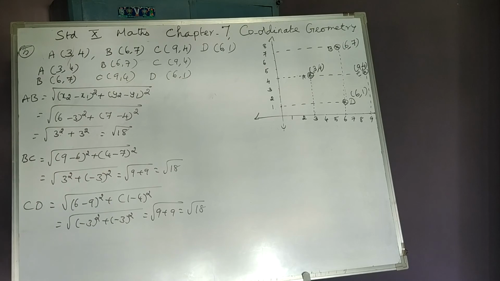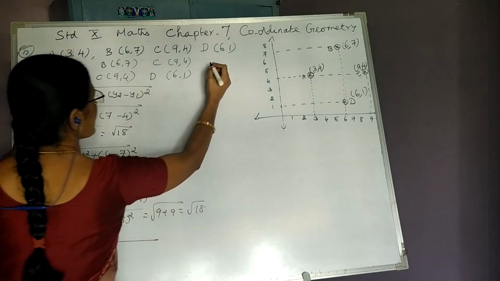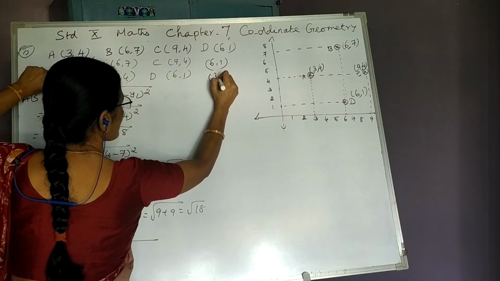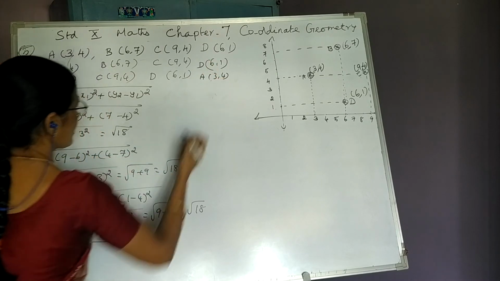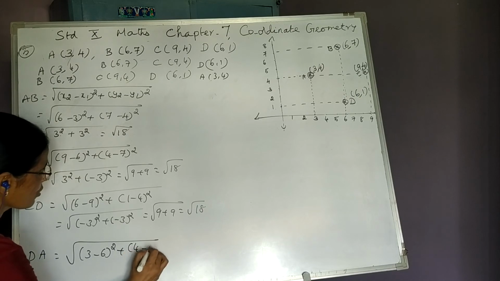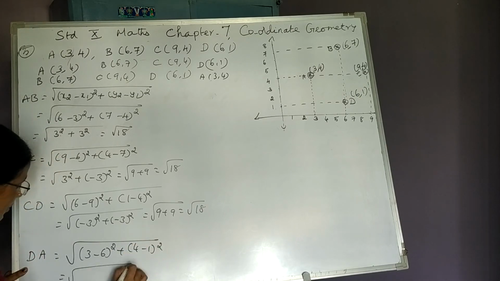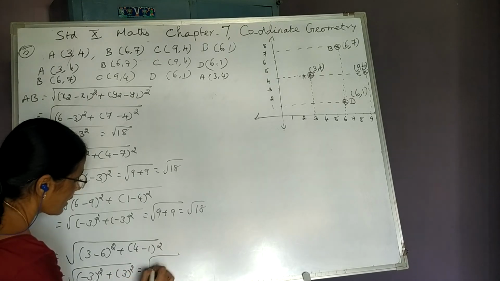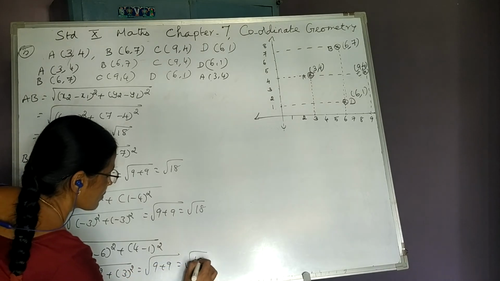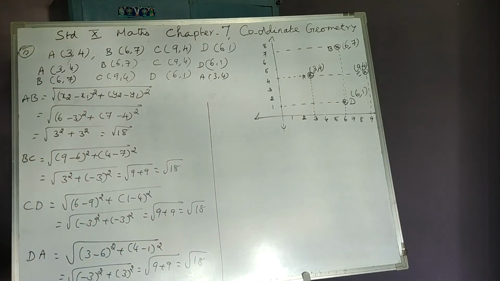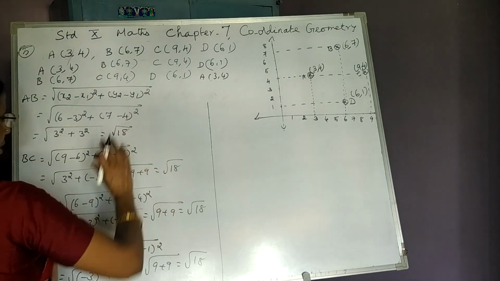Then comes DA, root of D (6, 1). I write below this A (3, 4). 3 minus 6 the whole square plus 4 minus 1 the whole square. It is minus 3 square plus 3 square. We'll get here 9 plus 9, which is equal to root of 18. So we got all the four sides, AB, BC, CD and DA. We found they are equal.